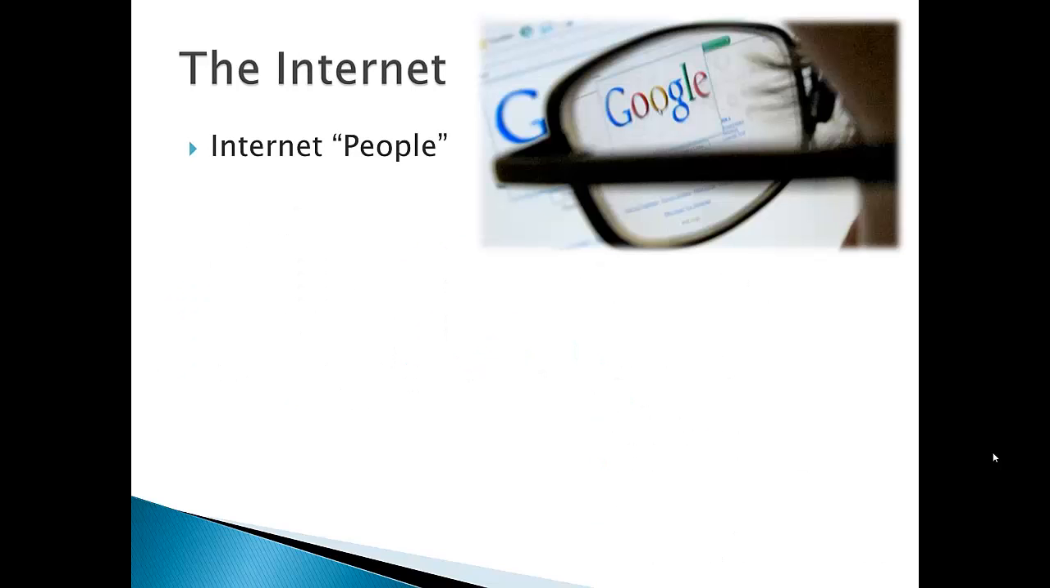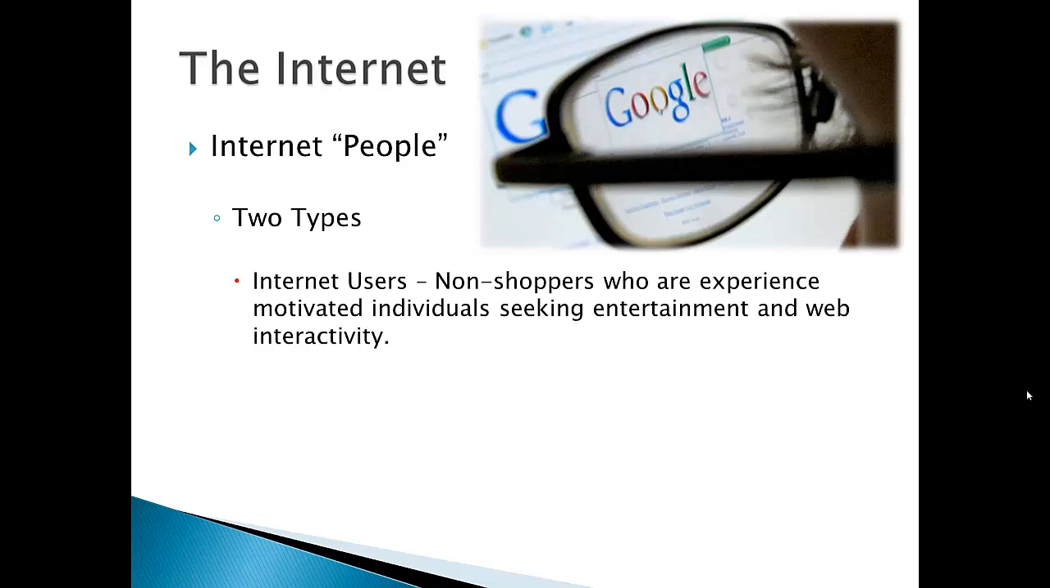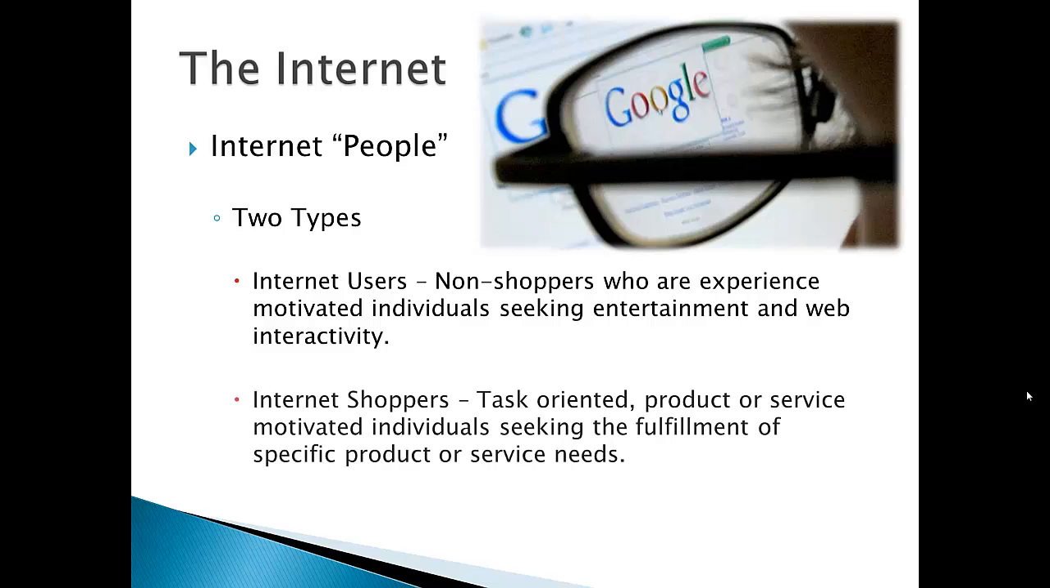Now let's take a look at the internet. There are two types of internet people. The first that you need to be aware of are internet users. These are non-shoppers who are experience-motivated individuals. They're typically seeking entertainment and web interactivity. So if you can imagine your Facebook goers, your YouTube goers, and so on.